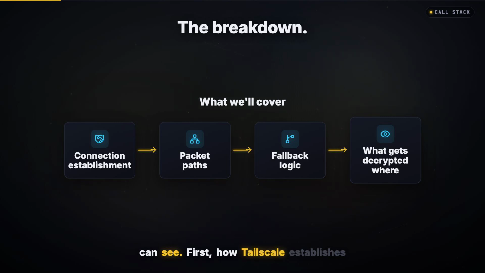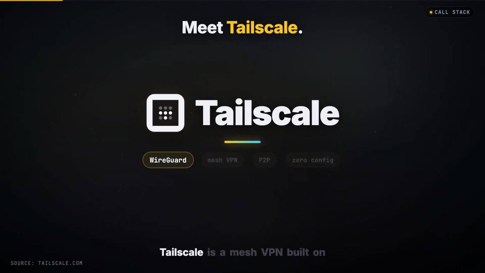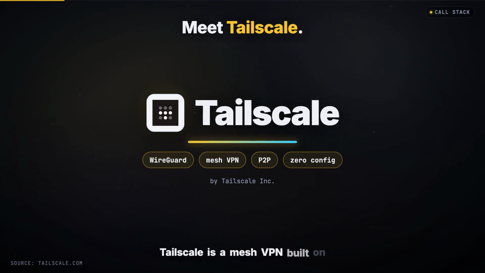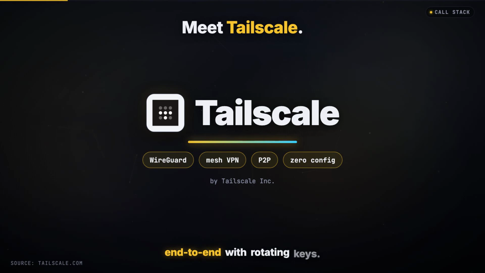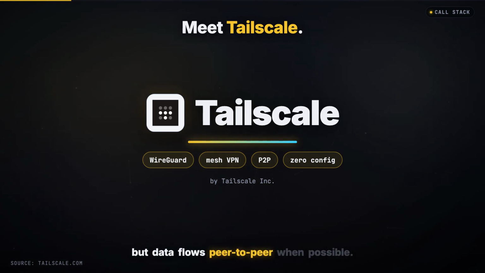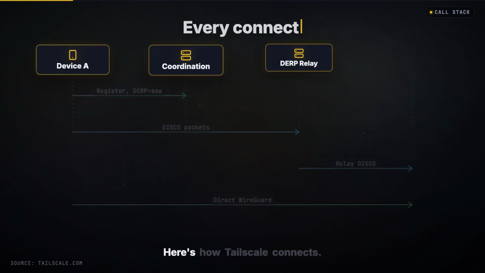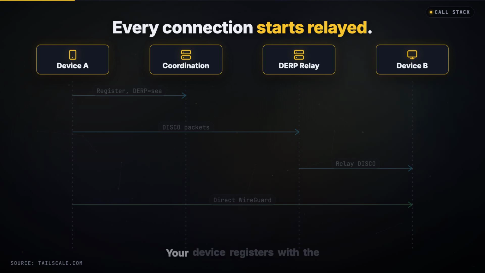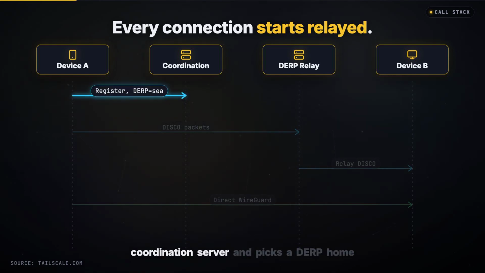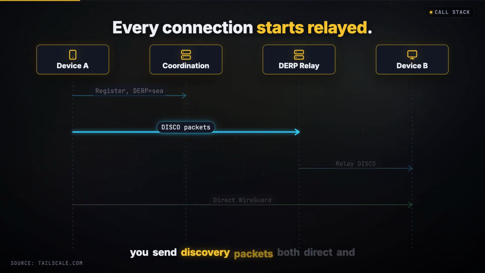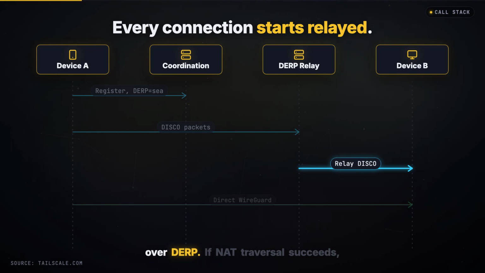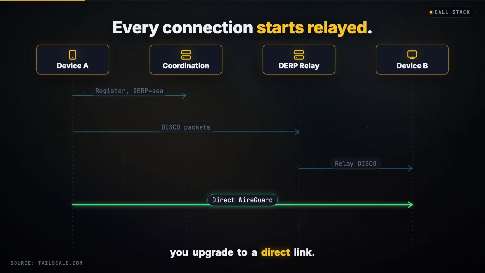First, how Tailscale establishes connections. Tailscale is a mesh VPN built on WireGuard. Every connection is encrypted end-to-end with rotating keys. It coordinates through a control plane, but data flows peer-to-peer when possible. Here's how Tailscale connects. Your device registers with the coordination server and picks a DERP home region. When you reach another peer, you send discovery packets both direct and over DERP. If NAT traversal succeeds, you upgrade to a direct link.